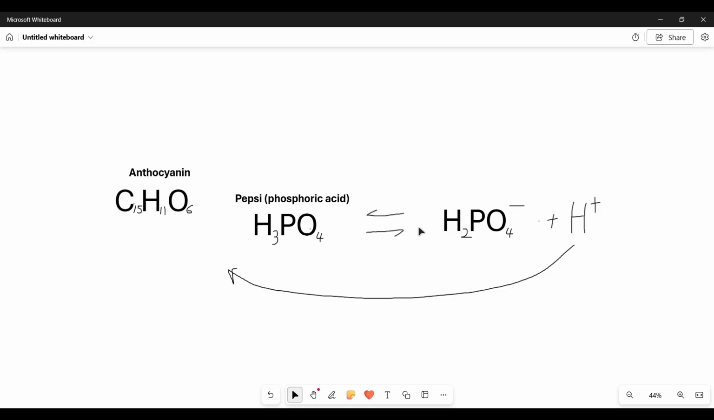Pepsi, or phosphoric acid, works similar to vinegar but through stronger acids. Phosphoric acid releases H+ ions into the solution, increasing acidity. These H+ ions protonate anthocyanin molecules in the extract. Because phosphoric acid can release H+ ions more stably than acetic acid, the color change can be more intense, shifting the color towards red.